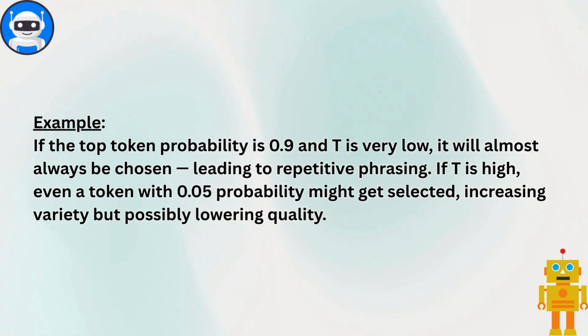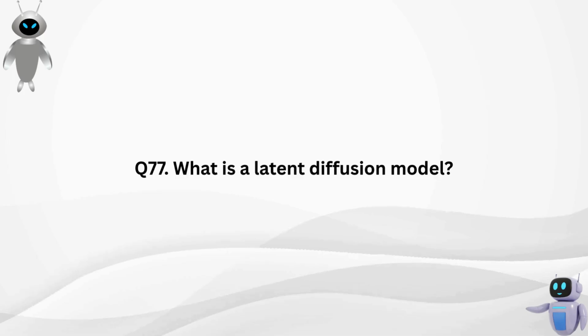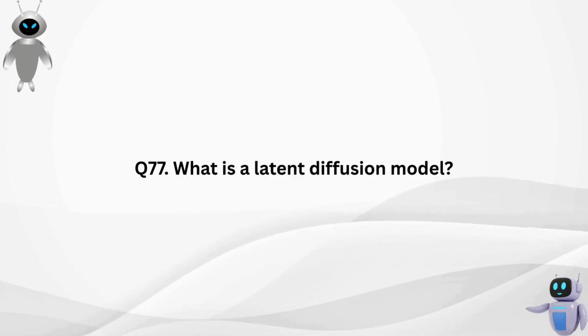Example: if the top token probability is 0.9 and T is very low, it will almost always be chosen, leading to repetitive phrasing. If T is high, even a token with 0.05 probability might get selected, increasing variety but possibly lowering quality. What is a latent diffusion model?